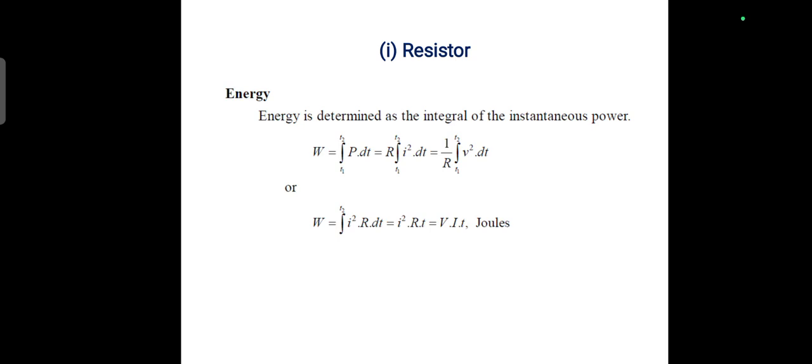It can also be written in terms of voltage as 1 by R integral T1 to T2 of V square dt. Otherwise, after integration, it is I square RT or VIT joules.